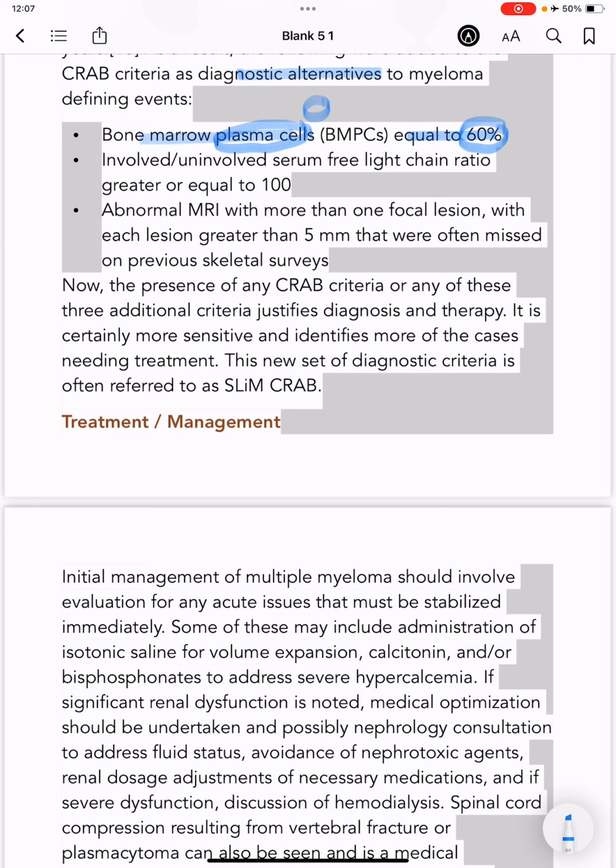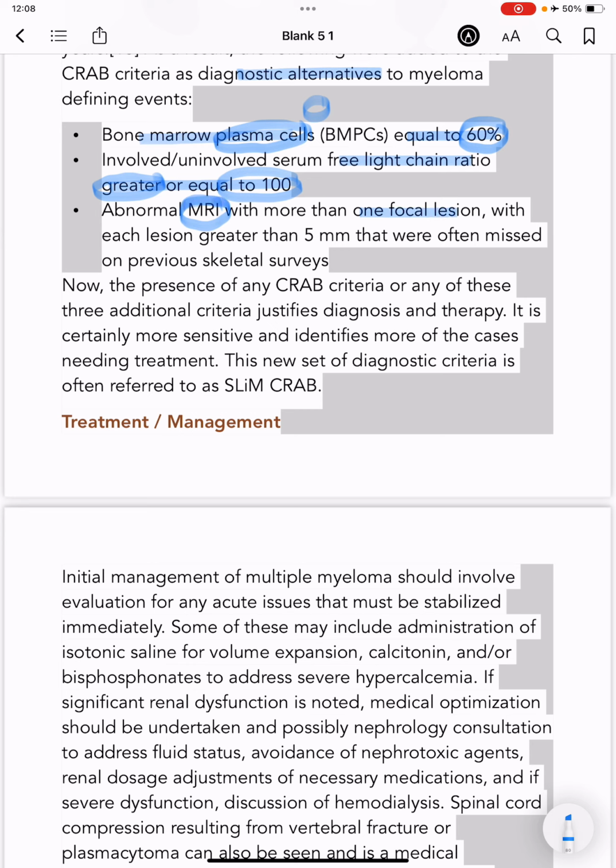Involved to uninvolved serum free light chain ratio greater than or equal to 100. So free light chains will be increased. And abnormal MRI with more than one focal lesion.